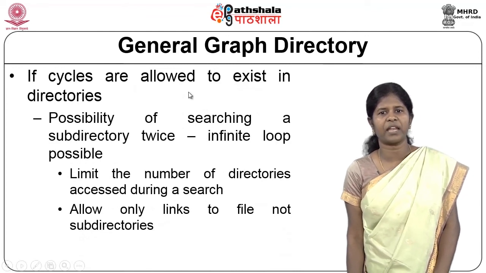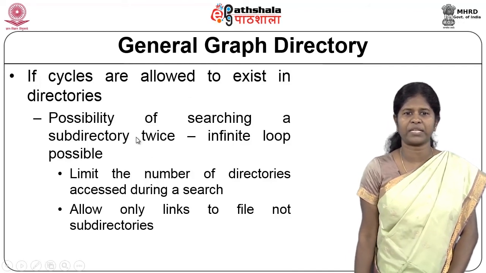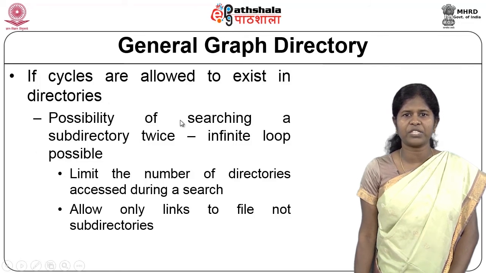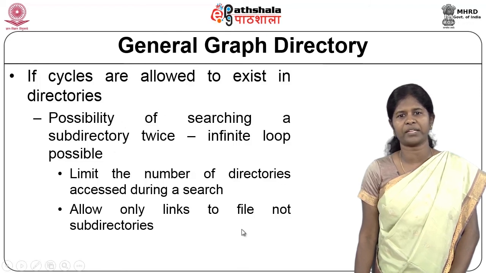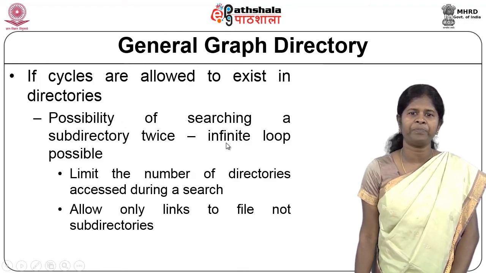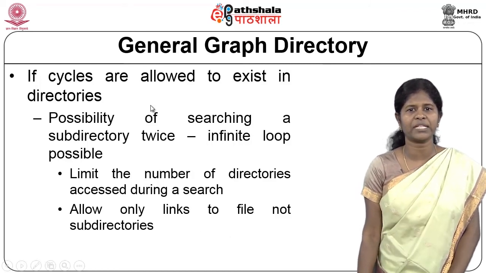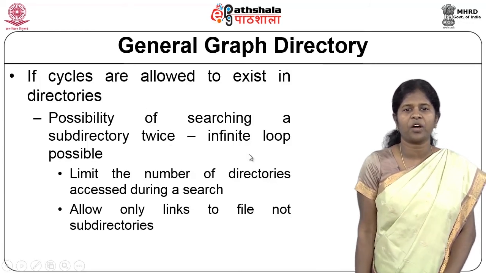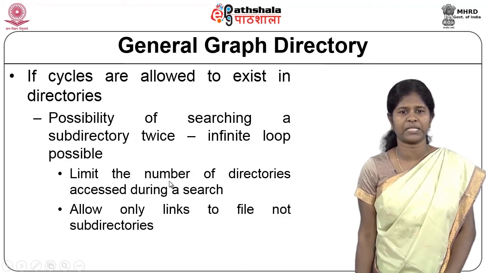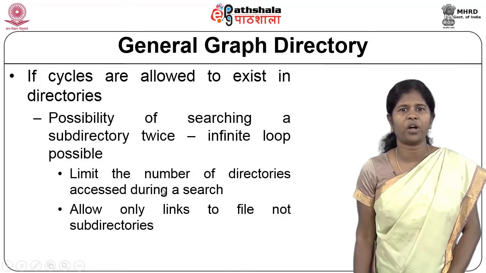But if cycles are allowed to exist in directories, there is a possibility of searching a subdirectory twice. Because you have cycles, you just keep on searching from one directory to the parent directory, and then from the parent directory they will be linked to the subdirectory, and so on. It may result in an infinite loop. So, when you are searching in this directory, you may need to limit the number of searches or the number of directories that are accessed during each search, so that you do not get into an infinite loop. Or you can allow only links to files and not to subdirectories.